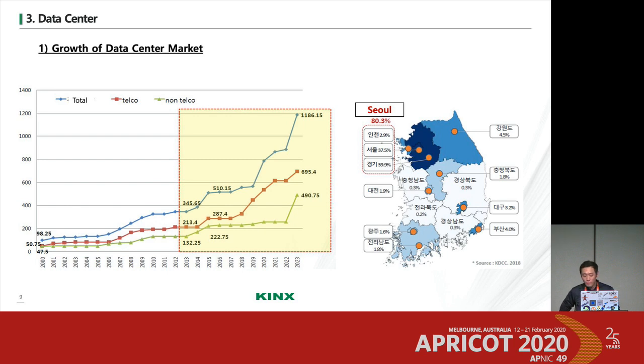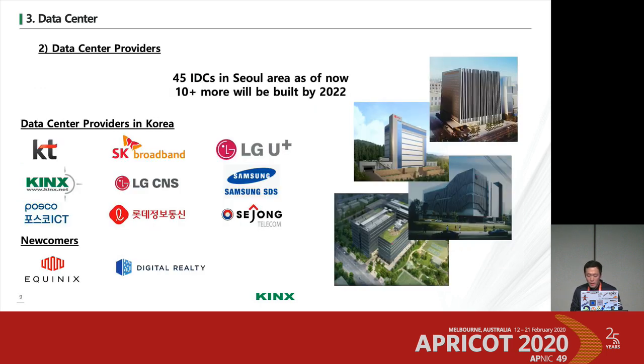And we are expecting a 12 times increase in the number of data centers and power compared to the year 2000 by 2030. Because of the rapid entry of global CSPs in Korea, the existing data centers are quite packed. So a lot of data center providers are building new data centers, and a lot more are coming. By 2022, there will be 10 or more data centers which are tier three or equivalent or plus in the Seoul area.